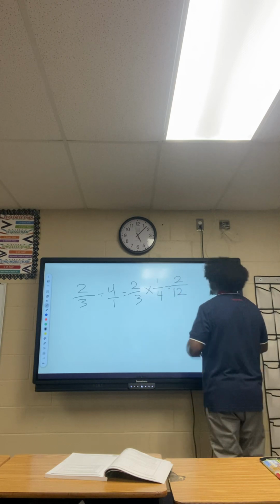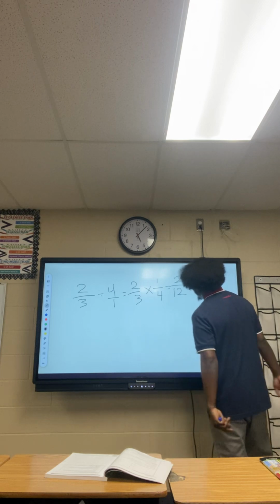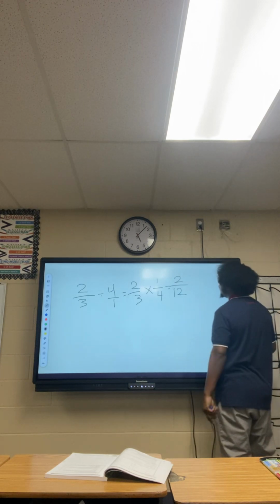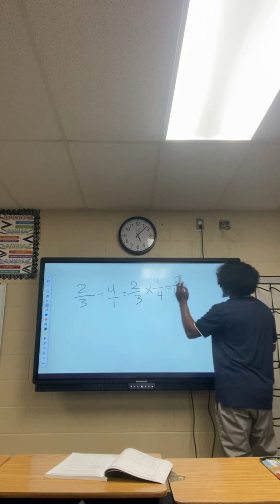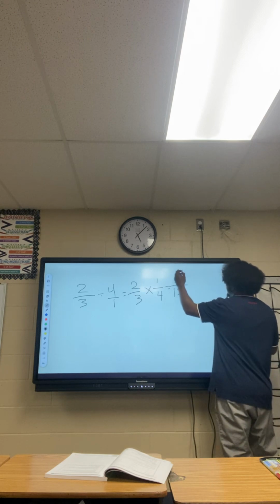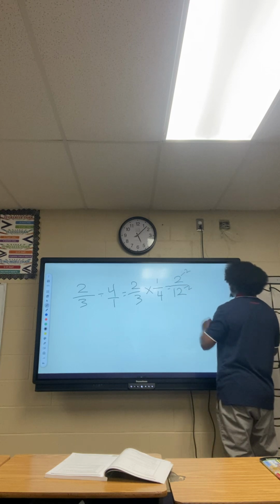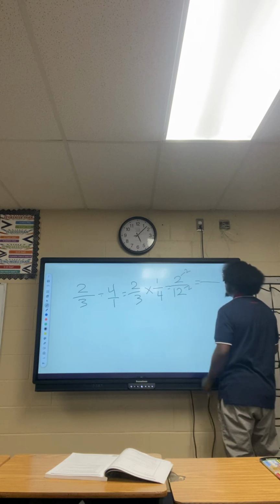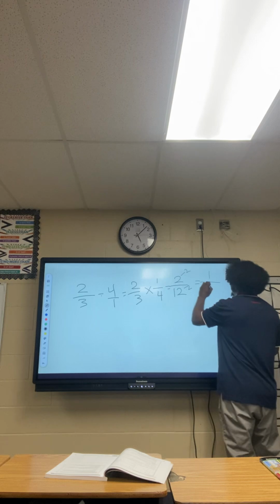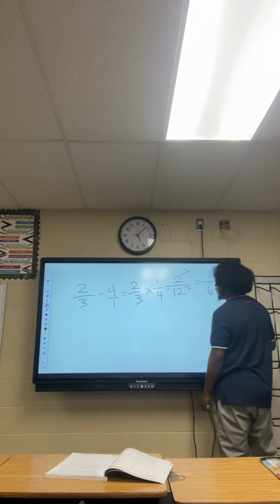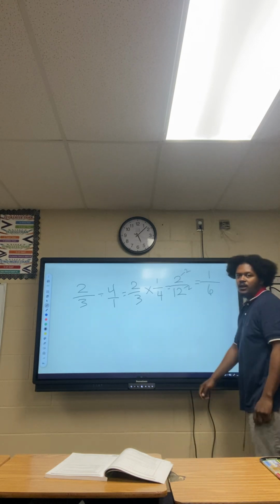All right, so we are still putting our answer in simplest form. So 2 and 12 have a few things in common, but we're going to go with 2. So if I divide this by 2 at the top, then I have to divide the bottom by 2. So here's our fraction in simplest form. We have 1/6, okay? Okay, have a good evening.